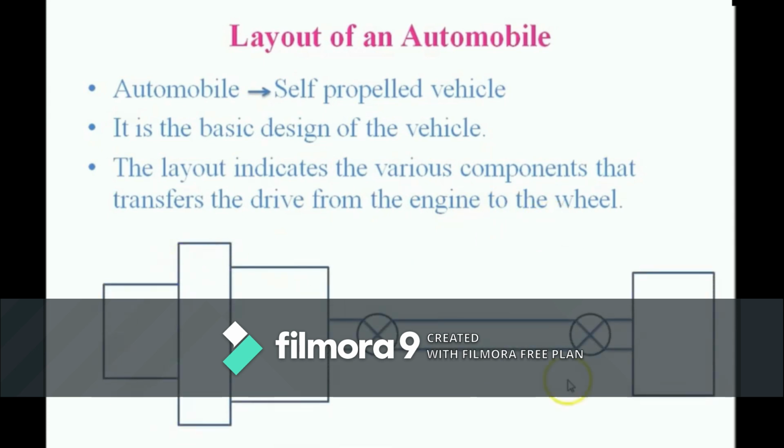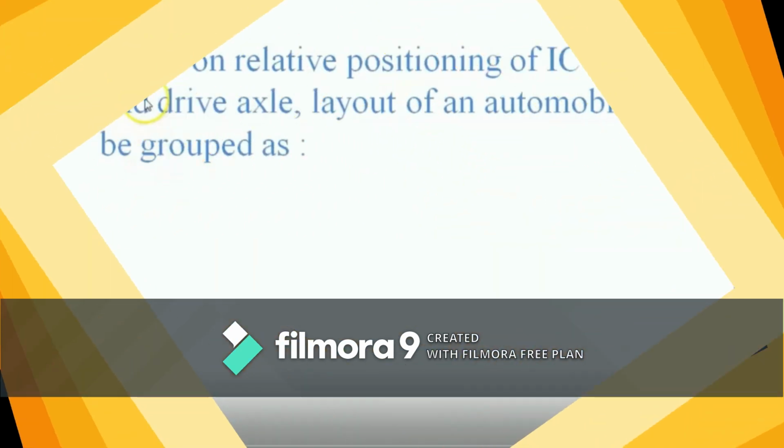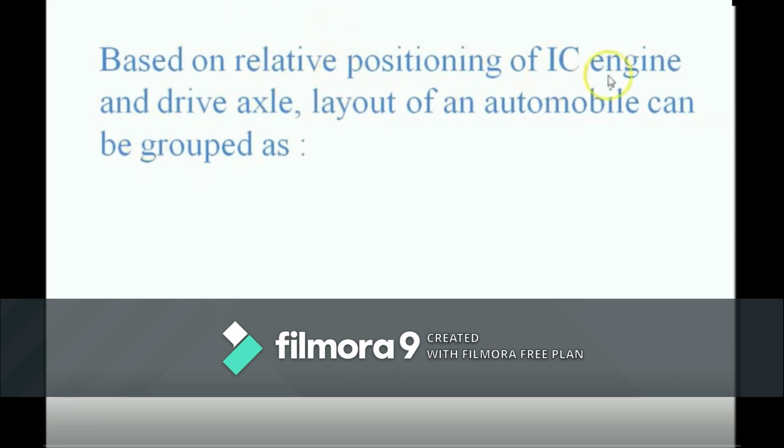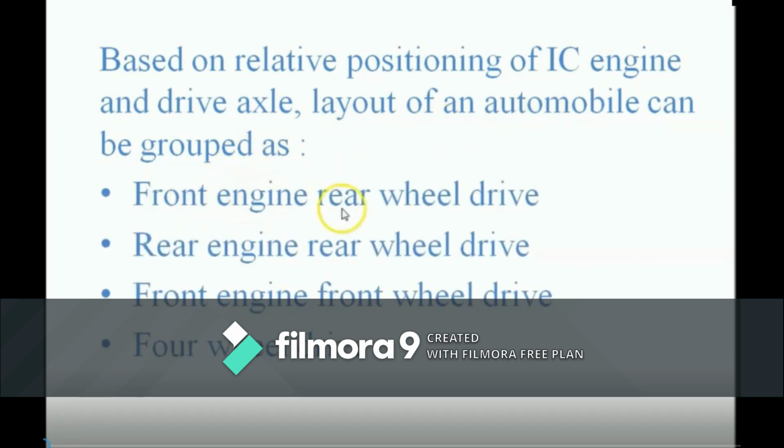So this is the basic layout of an automobile, which mainly consists of the engine, then the clutch, then the gearbox, then the propeller shaft. Here there are universal joints, and then there is a differential. But based on relative positioning of the IC engine and the drive axle, the layout of an automobile can be grouped as front engine rear wheel drive, rear engine rear wheel drive, front engine front wheel drive, and last is four wheel drive.